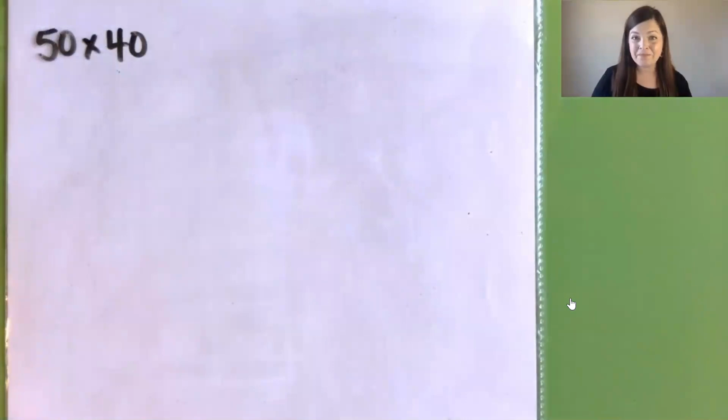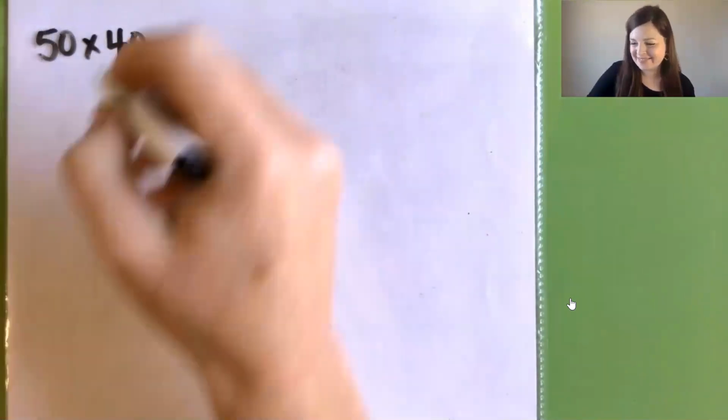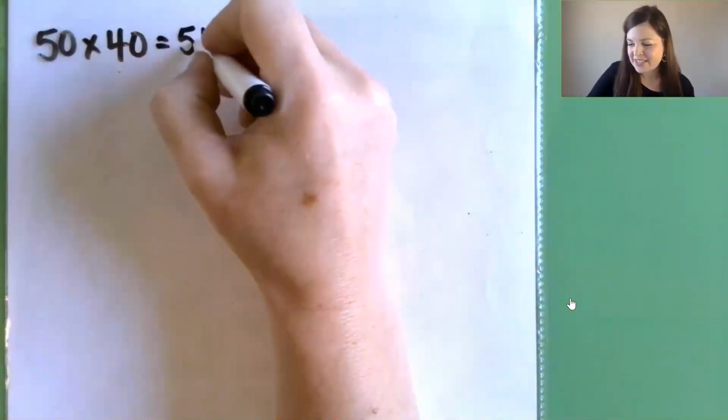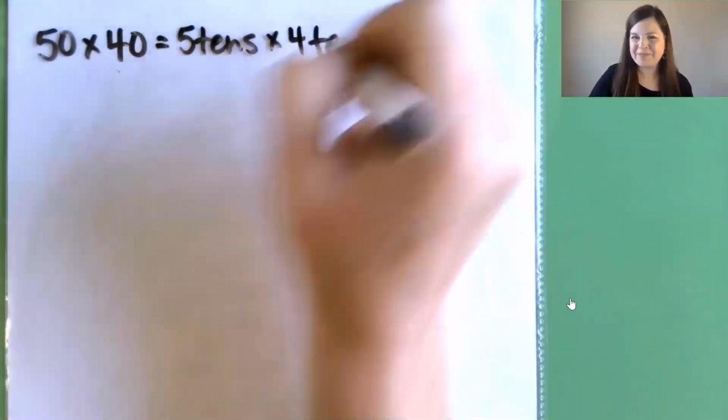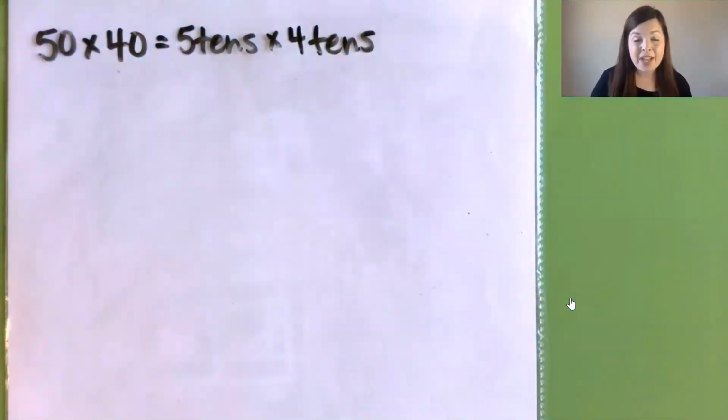Let's try another one. 50 times 40. Say the expression in unit form. 5 tens times 4 tens. Now pause the video and draw a rectangle to represent 5 tens times 4 tens and solve. Then come back when you're done and we'll discuss.